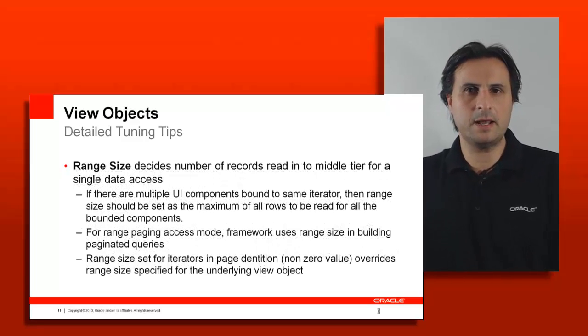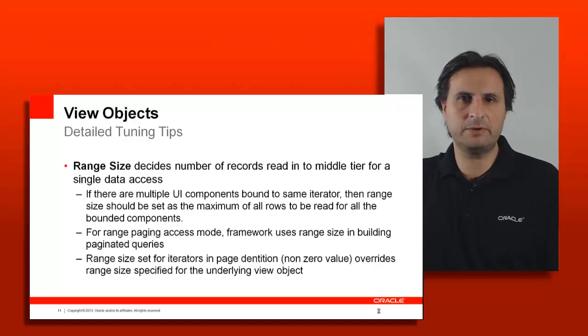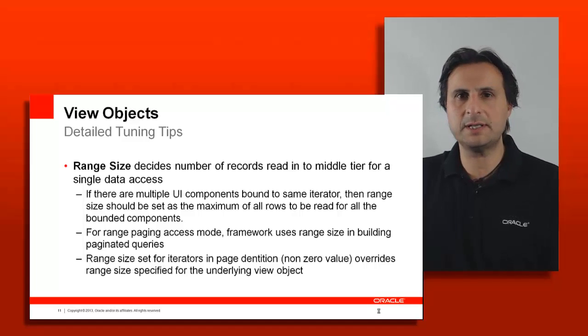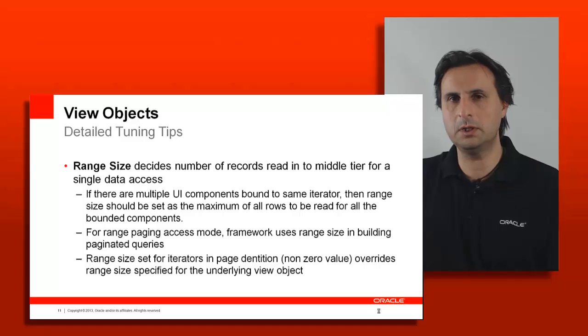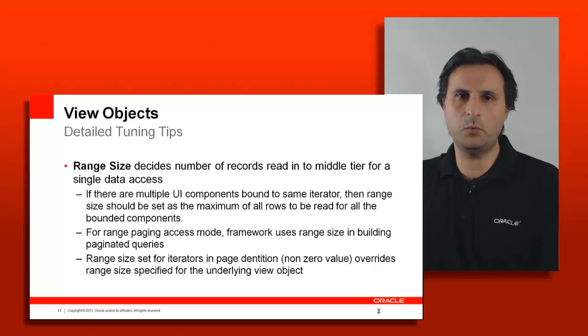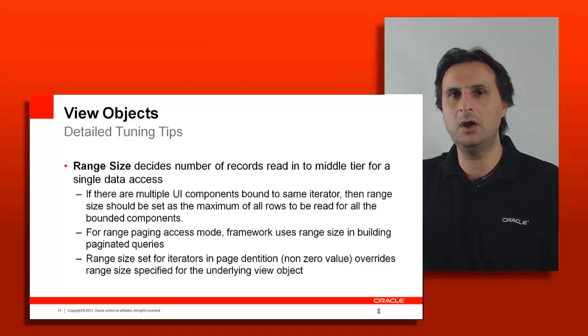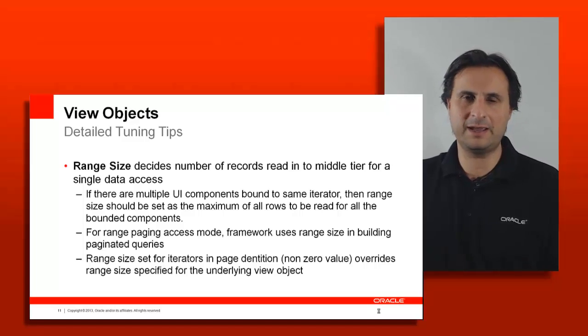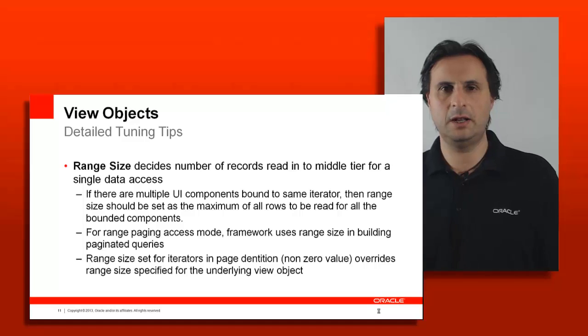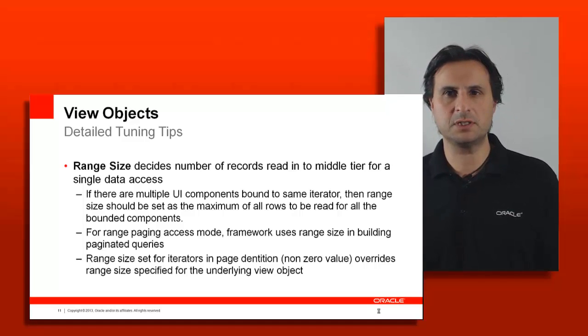So the range size decides the number of records read into the middle tier for a single fetch. If you have multiple UI components bound to the same iterator, and that is the recommendation I had before, then the range size should be set to the maximum of those components. So all of the bound components will just have one maximum. The one with the biggest requirements, typically a graph, will determine what you set as the range size for the data you fetch in just one fetch to the database. Again, if you want to query 100 records, the range is set to 10, and you go in chunks of 10 records. You want to play with it. You don't want to overdo it, but you don't want to put this too small.